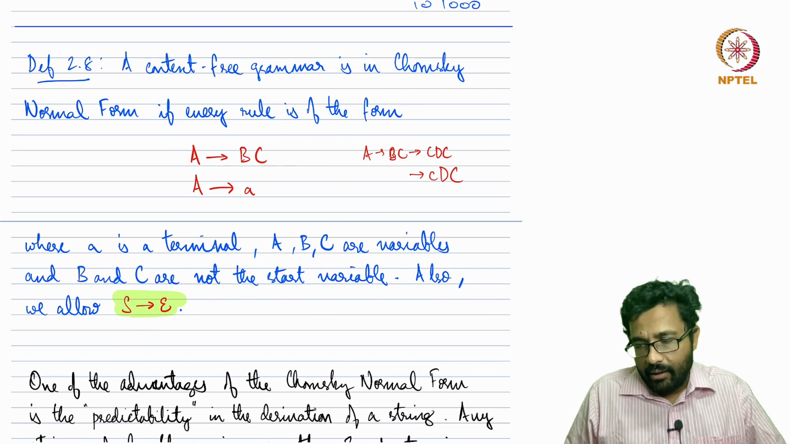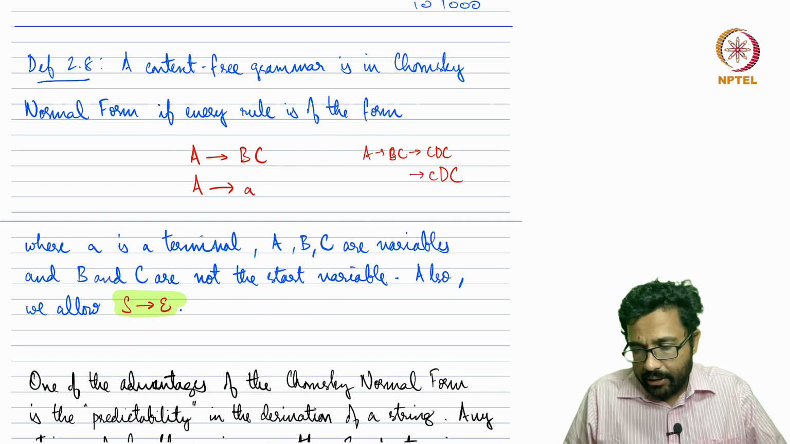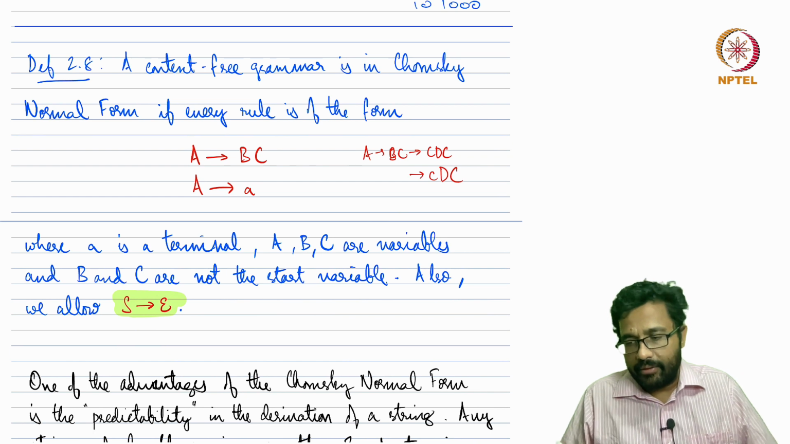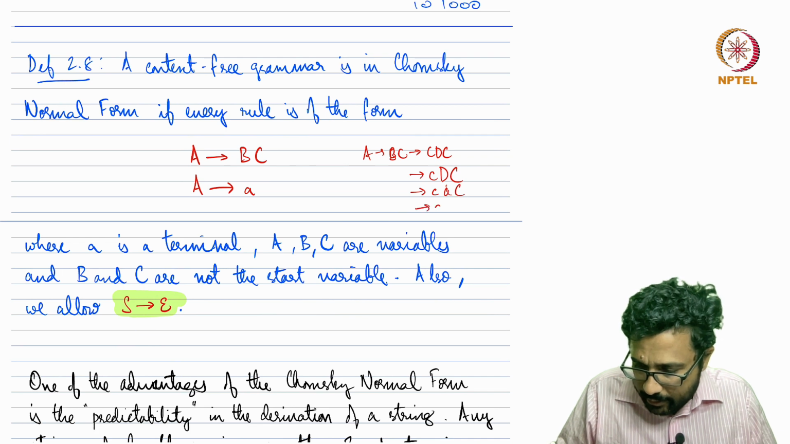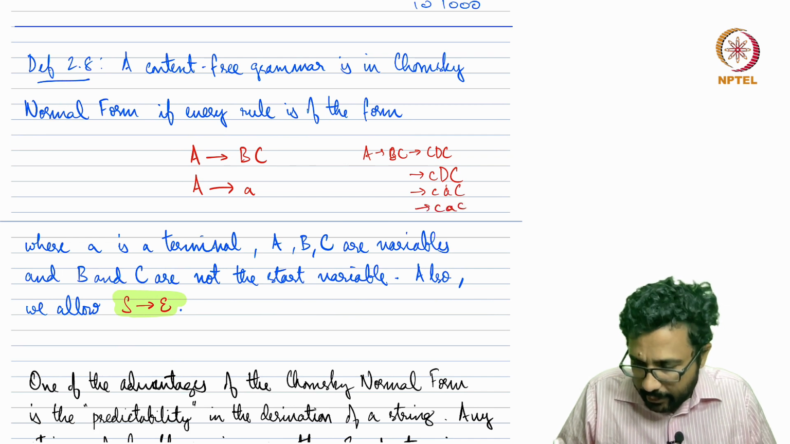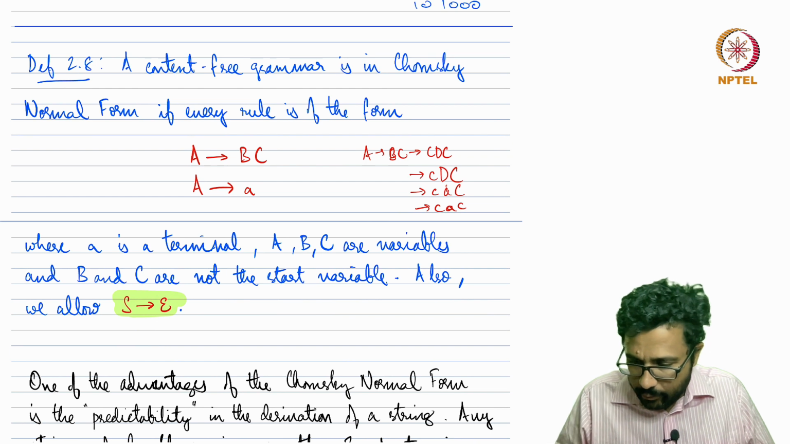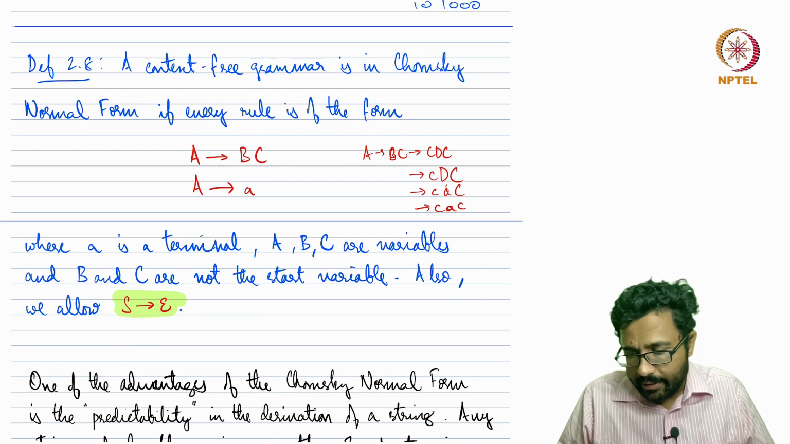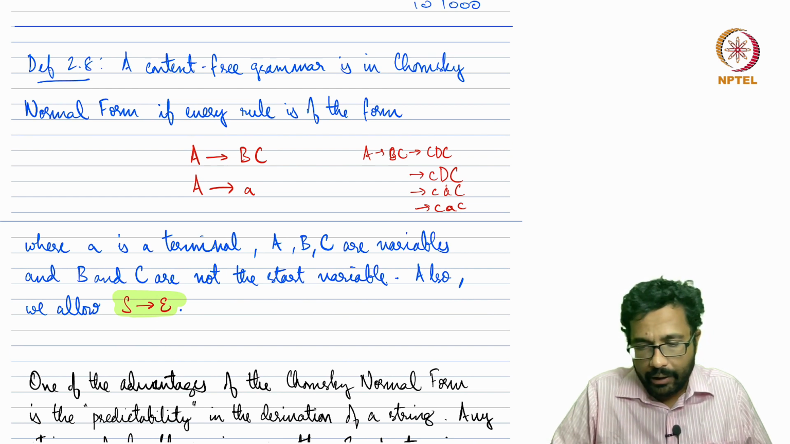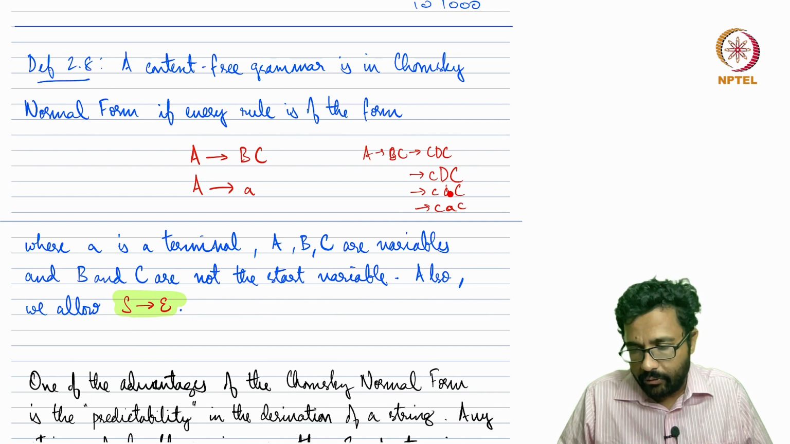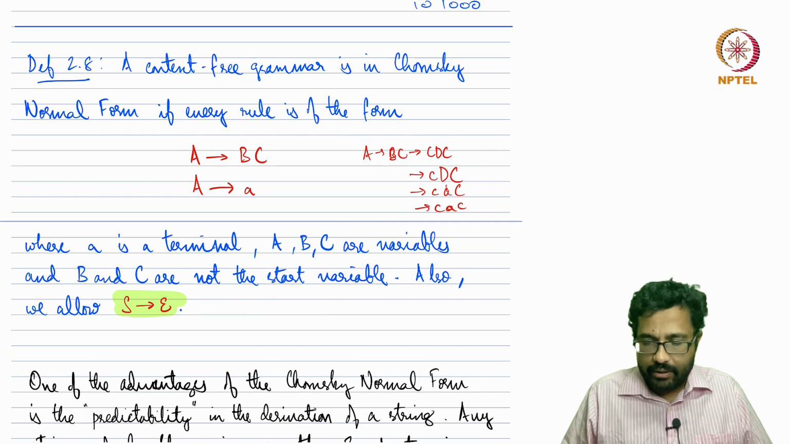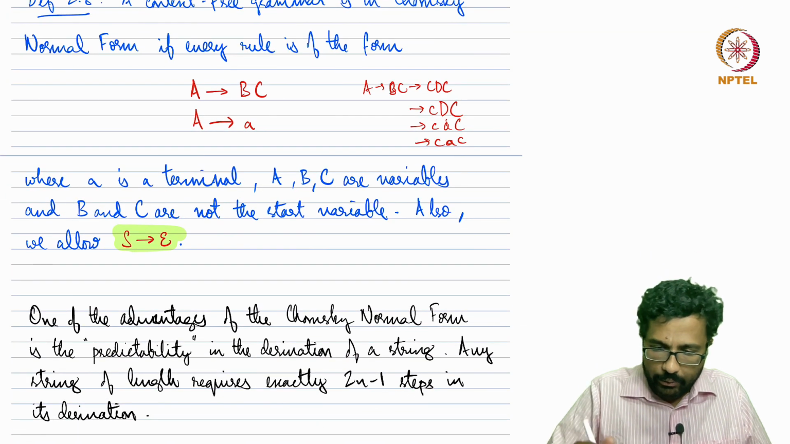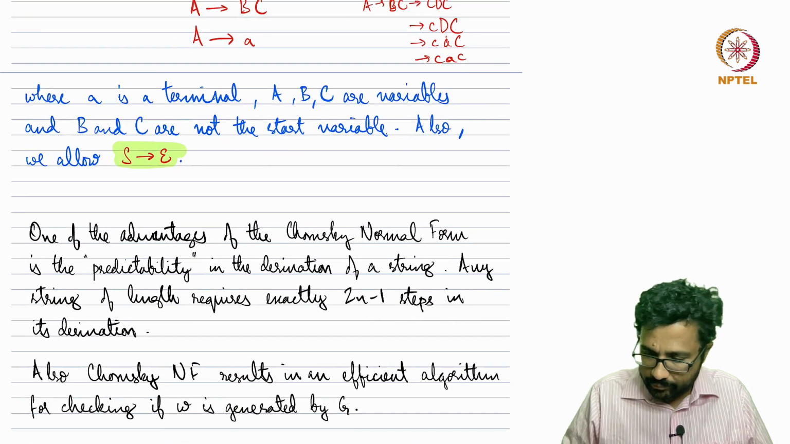And it is not that difficult to see that, say D gives small a, and C gives small c. Now from the start variable, to get a string of length 3, we use 1, 2, 3, 4, 5 steps. So this is something that is easy to see, which I'll ask you to show as an exercise.